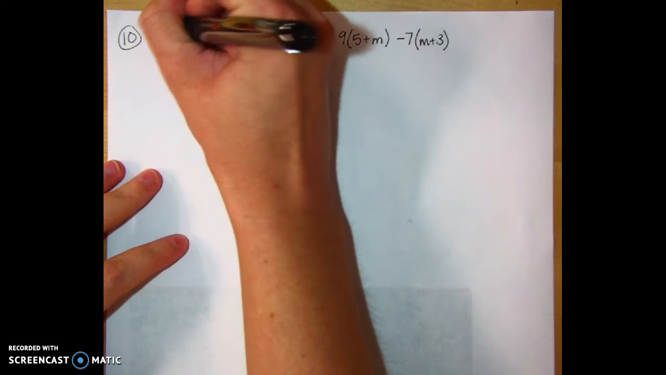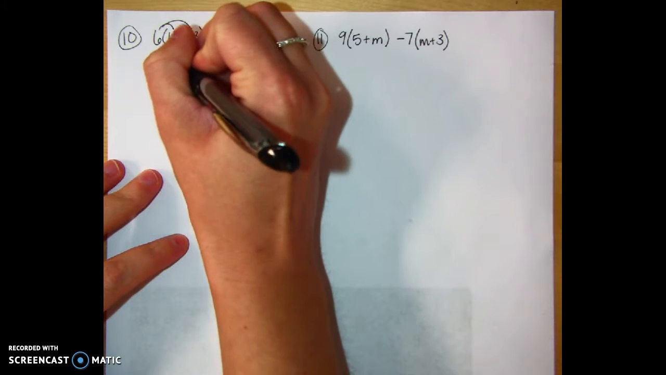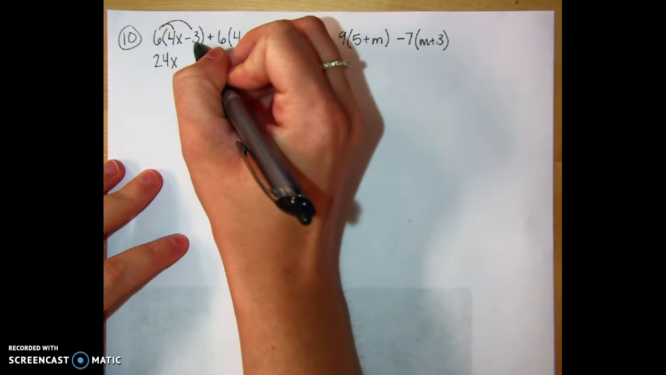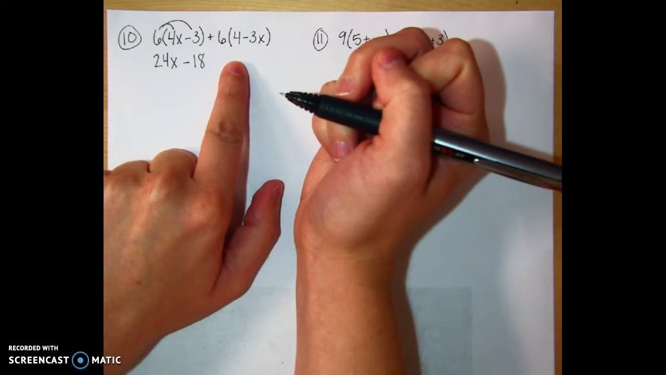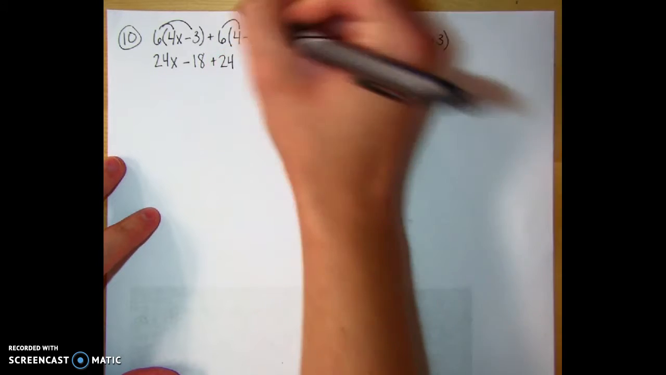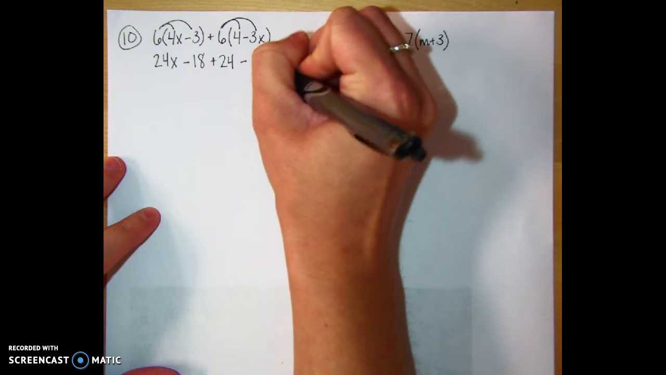We're going to distribute this 6. 6 times 4x is 24x. 6 times this negative 3 is minus 18. Now we're going to do the same thing over here. 6 times 4 is 24. And then 6 times this negative 3x is negative 18x.